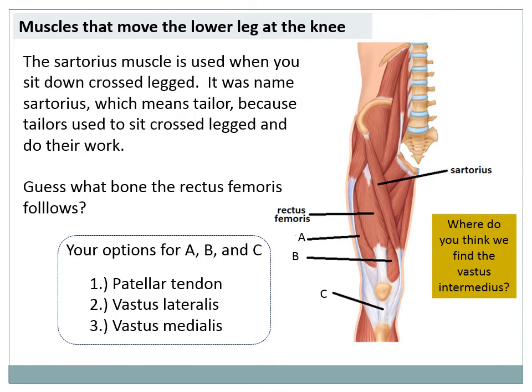Now we're looking at muscles that move the lower leg at the knee. So think of flexion and extension of your knee here. So we're looking at the sartorius muscle first. When you look at the sartorius muscle, it kind of looks like a strap. So that's kind of how I remember it. It's a strap right across your femur. So your sartorius muscle is used when you sit cross-legged. So think of going to camp, they made you sit crisscross applesauce, right? It was named sartorius because tailors used to sit cross-legged to do their work. It means tailor, sartorius.